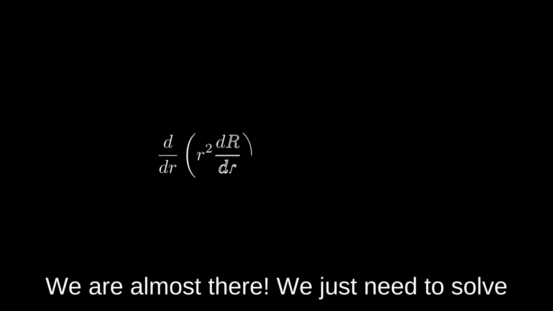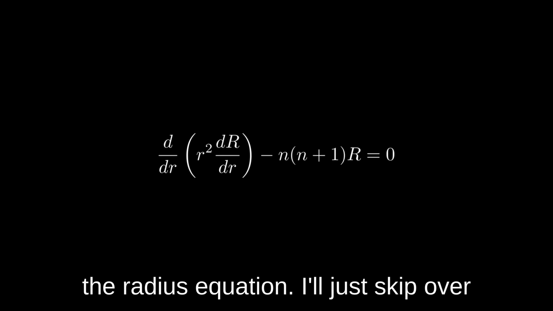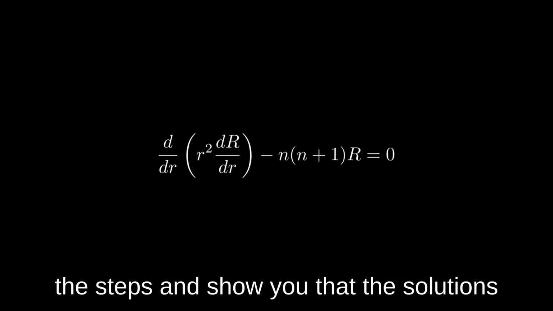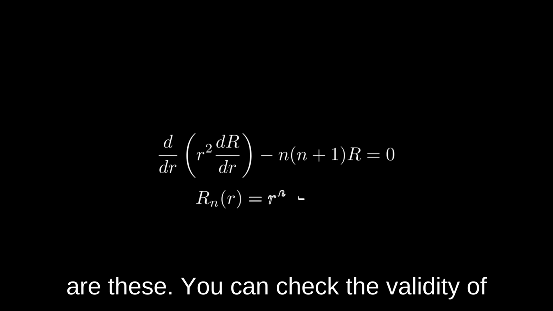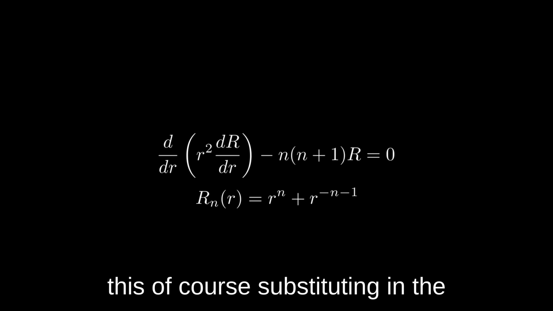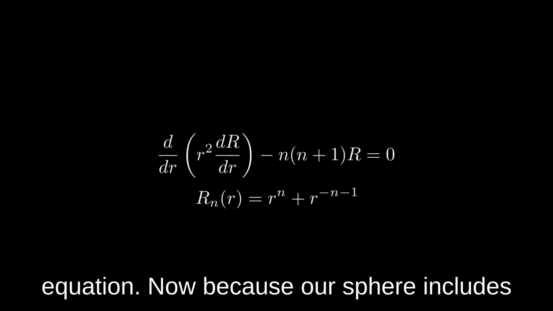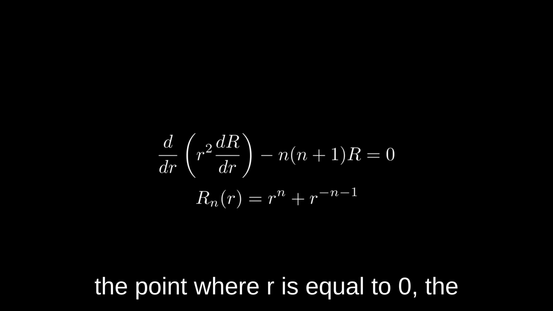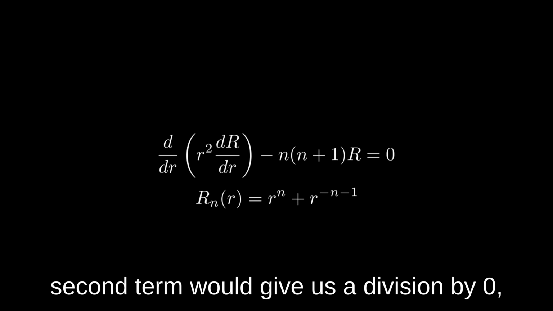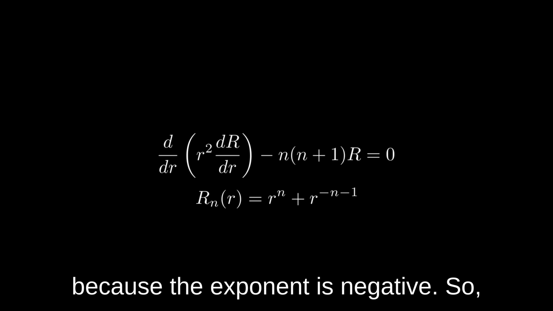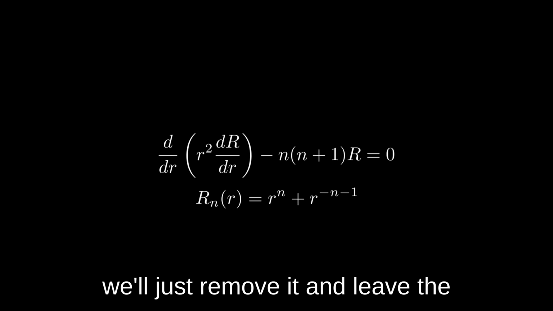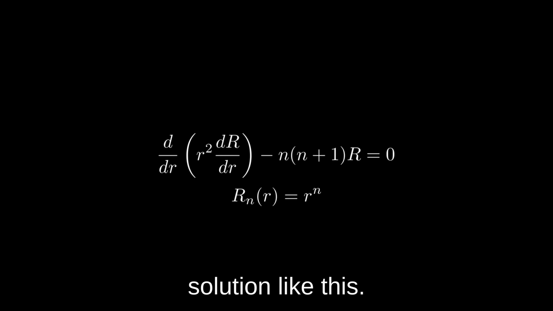We are almost there. We just need to solve the radius equation. I'll just skip over the steps and show you that the solutions are these. You can check the validity of these, of course, substituting in the equation. Now, because our sphere includes the point where r is equal to 0, the second term would give us a division by 0, because the exponent is negative. So we'll just remove it and leave the solution like this.